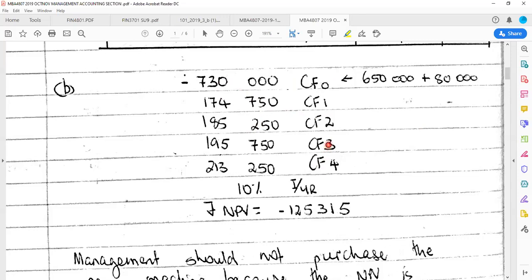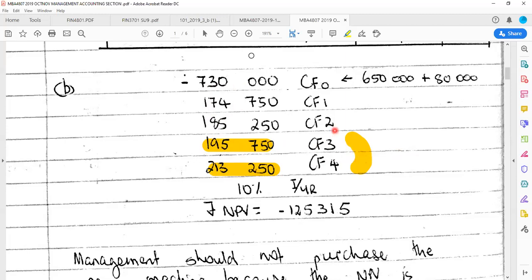557,750, right? And then we add 213,250. So in year 4, we've recovered 769,000. So it means between year 3 and 4, that's when we are getting to 730. Because here we are at 557,750 if we add all these cash flows, 174, 185, 195. And here we are at 769 if we add all these cash flows. So it means the 730 is being recovered somewhere in between.